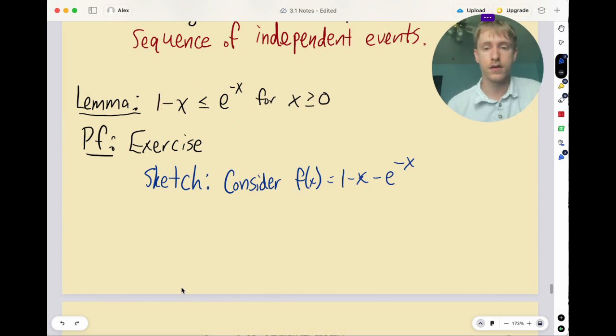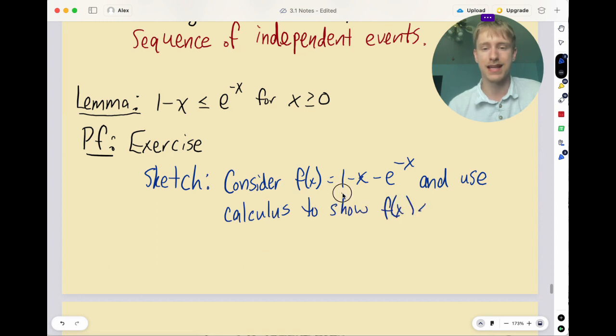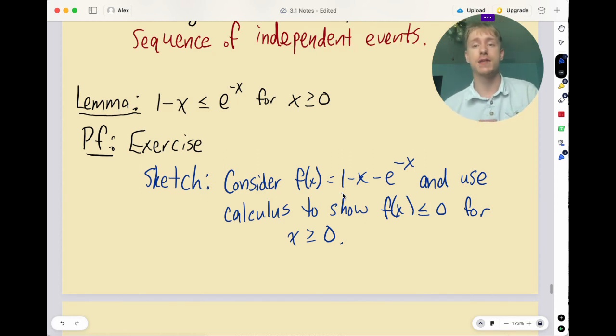Essentially your goal is to use calculus, namely the first and or the second derivative test, to show that f of x is less than or equal to 0 for x non-negative. So go ahead and do that as an exercise, and we're going to use that as well as prove the second Borel-Cantelli lemma in the next video.